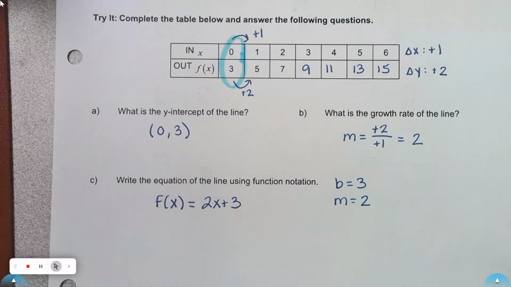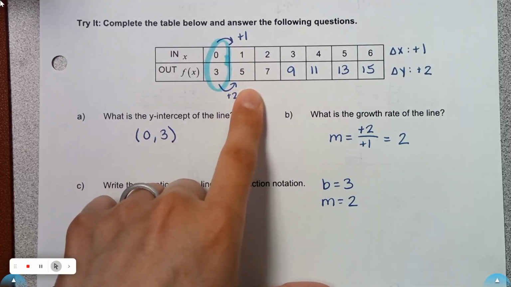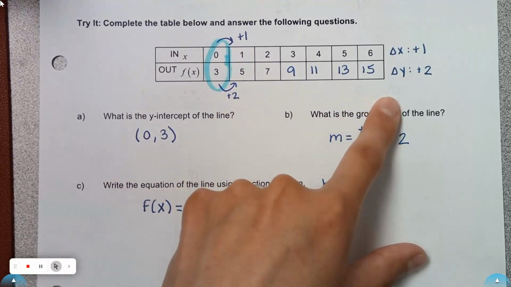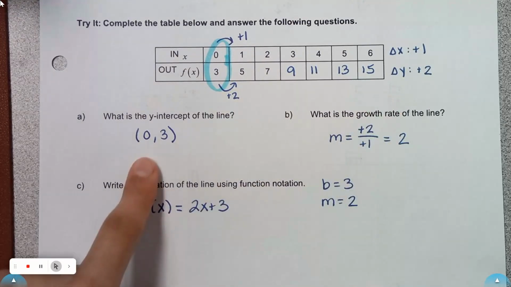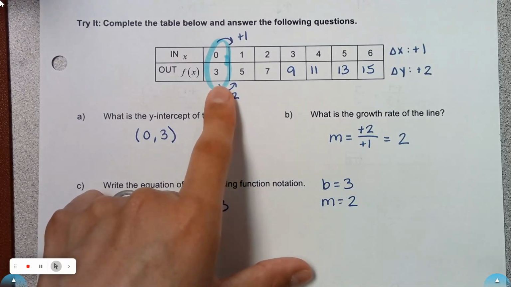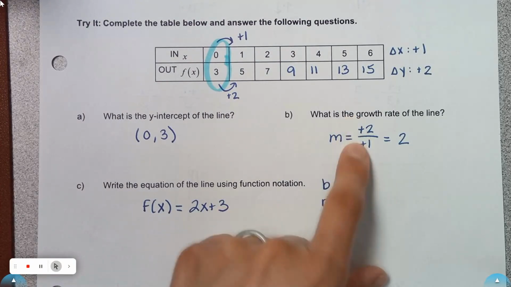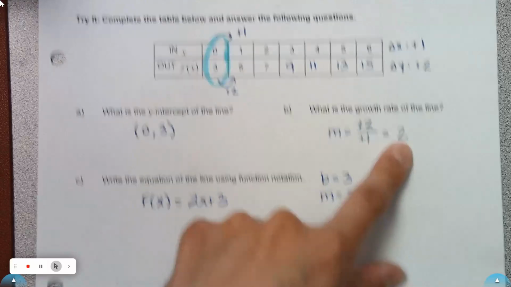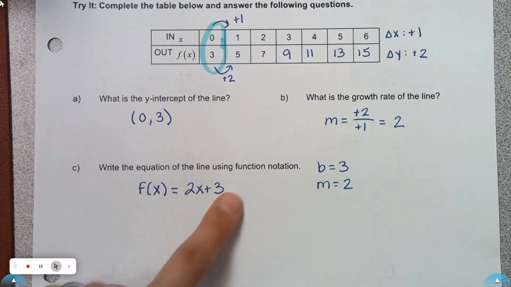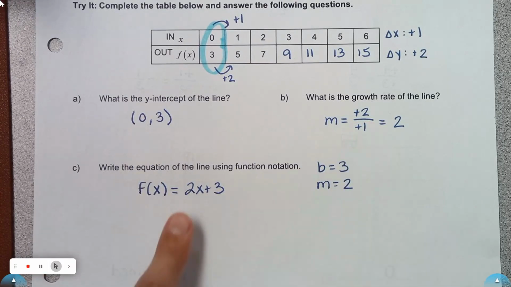So this is what I got for the try it. So the top row is going up by 1. The bottom row is going up by 2. And then you can fill in the rest of the table. Your y-intercept, remember, is where x equals 0. So that's at this point right here, 0, 3. Your growth rate is your y over your x. So 2 over 1 simplifies to 2. And then you're doing function notation again. You have your b, you have your m, and so you can write your equation right here.